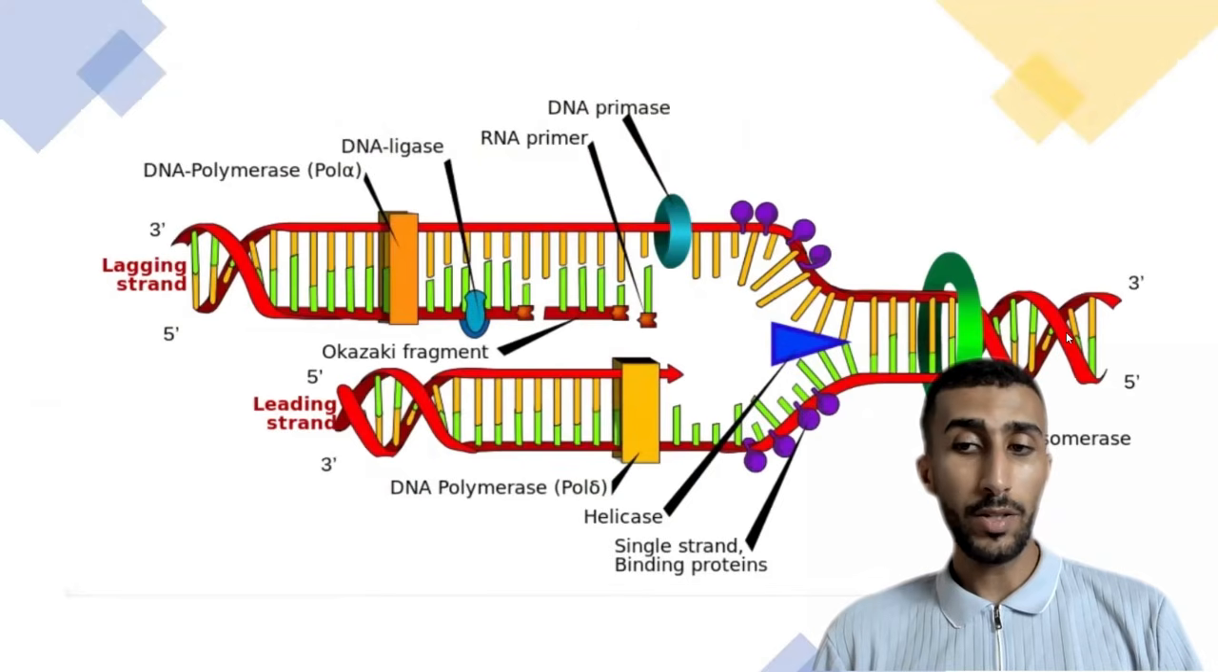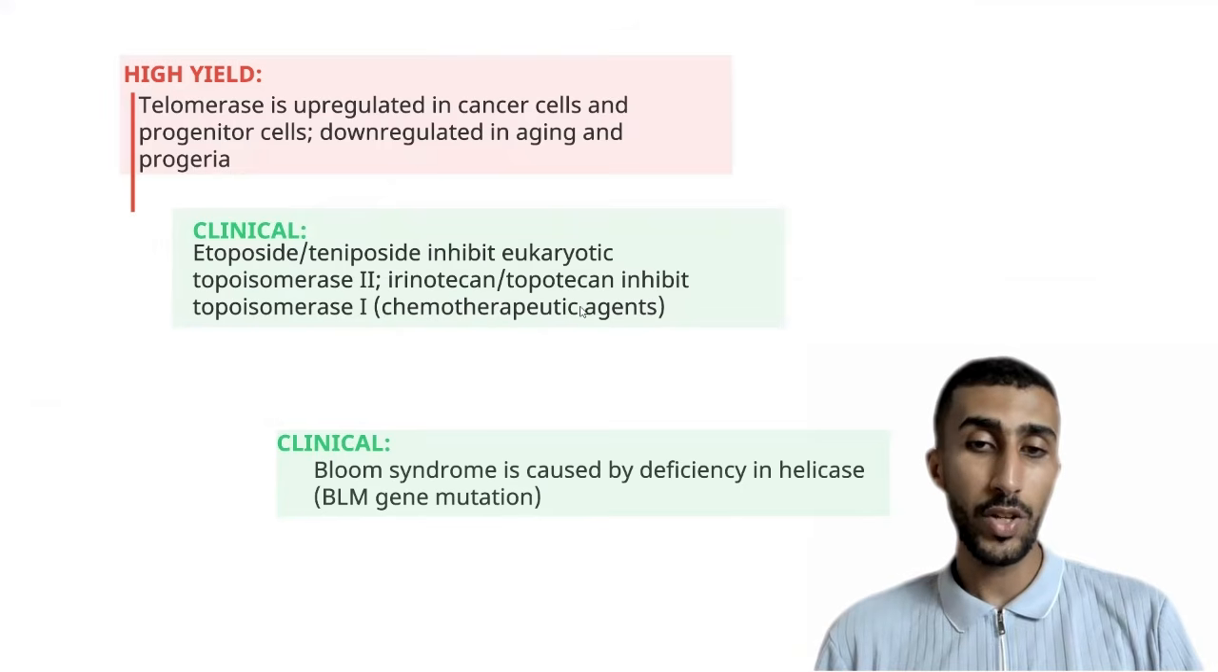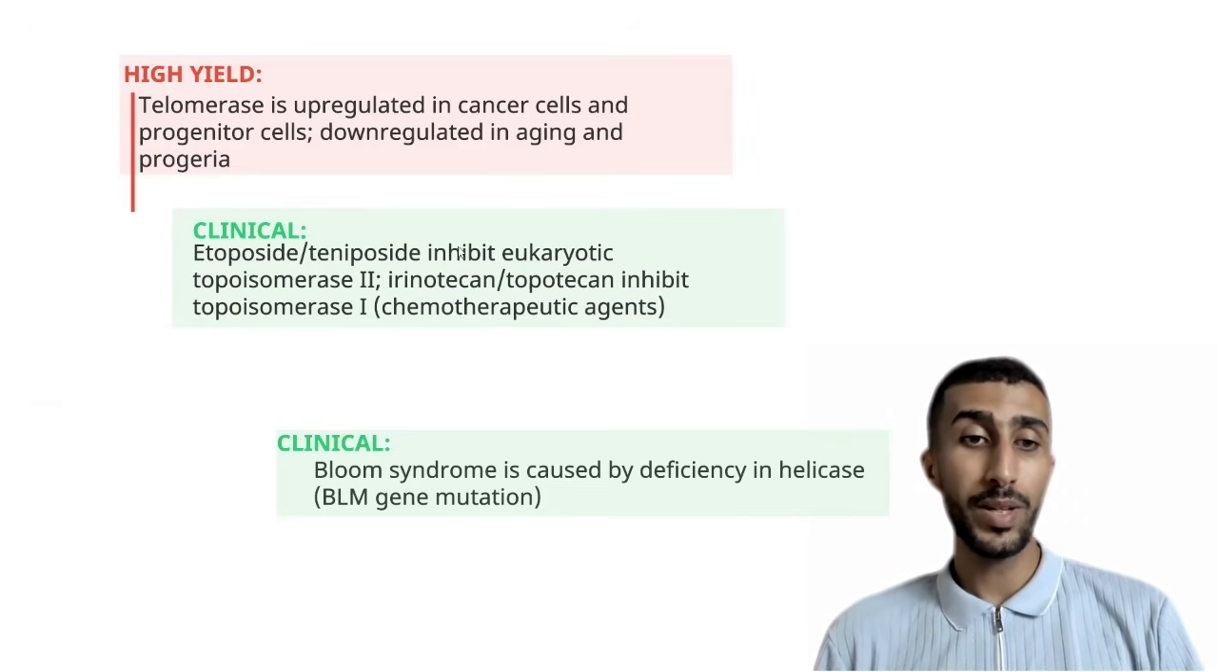Remember, topoisomerase is an important enzyme that removes supercoiling and breaks external bonds for the helicase to start. So this is an essential enzyme for replication. If we inhibit it, we halt cell progression. This is equivalent to being a chemotherapeutic agent. The hallmark of a chemotherapeutic agent is halting cell progression and stopping division. So inhibiting topoisomerase 2 by etoposide or teniposide, and topoisomerase 1 by irinotecan or topotecan, is the way for chemotherapeutic agents to do their job.